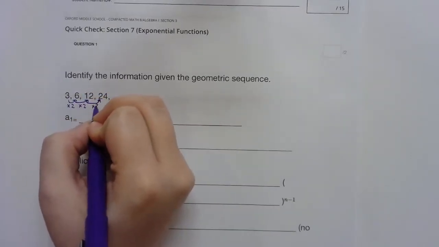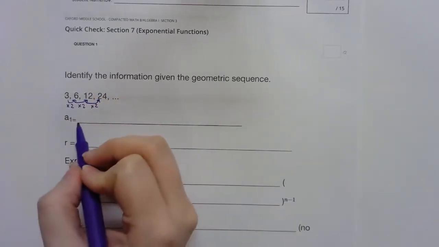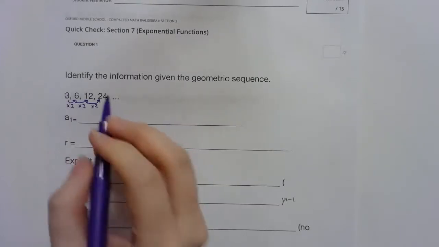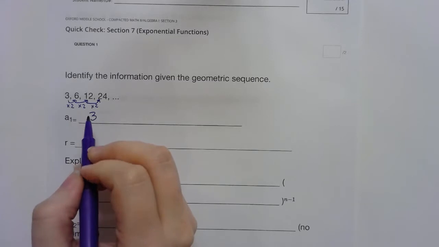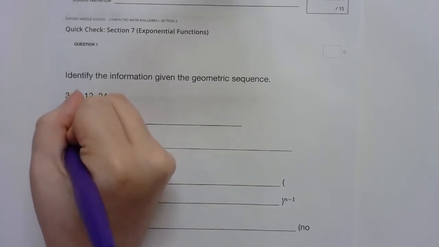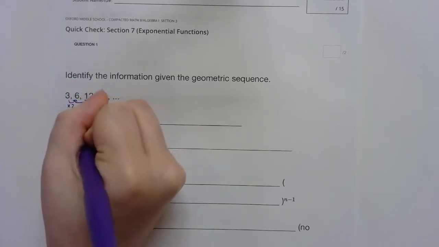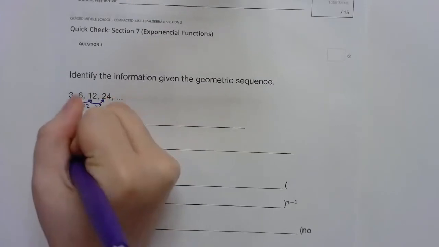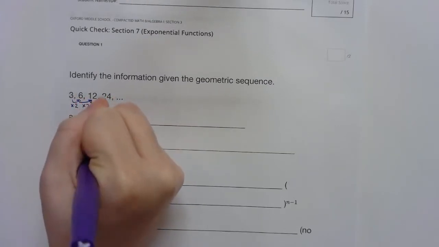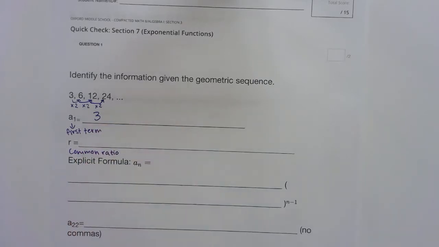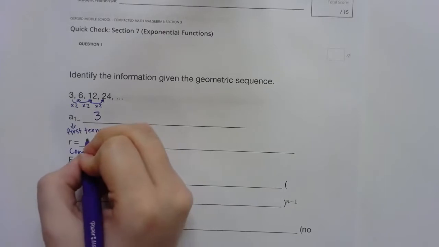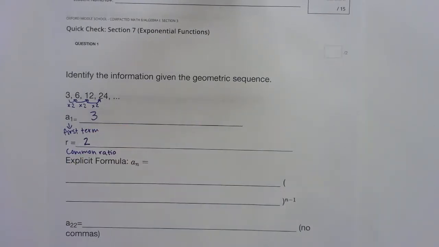So 3 times 2 is 6, times 2 is 12, times 2 is 24. My a sub 1 means my first term, so in this case that is 3. And my r is my common ratio. So a sub 1 is your first term, and r is your common ratio. And so my first term here is 3, and my common ratio is 2 because that's what's being multiplied.